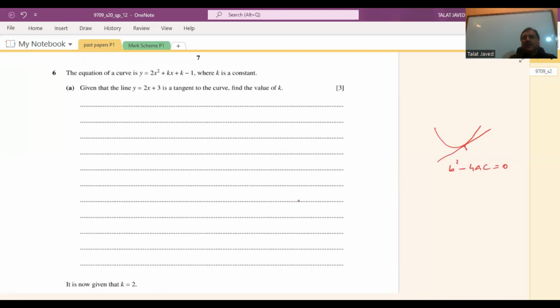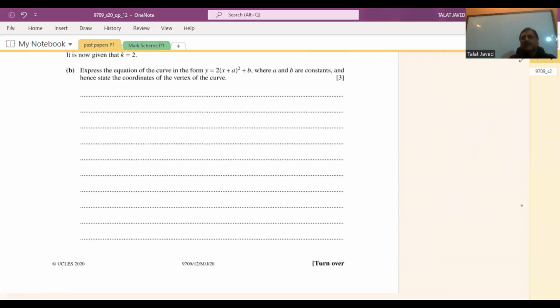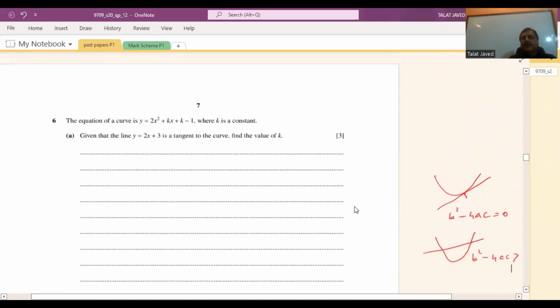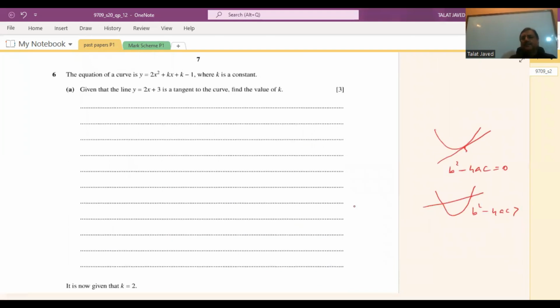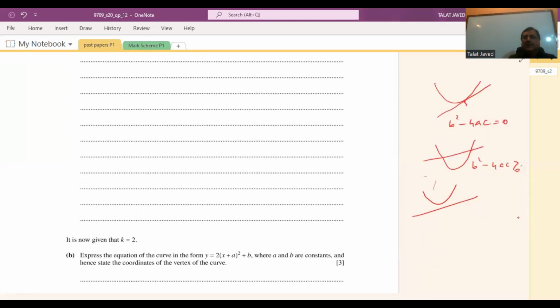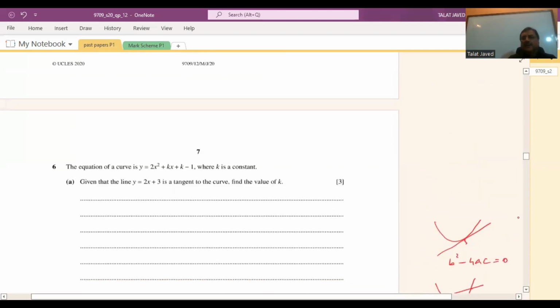The roots are equal. If the straight line cuts the curve at two distinct points, in this case b squared minus 4ac is greater than 0. If the curve and line are different, so they will not intersect each other, then in this case b squared minus 4ac is less than 0. So whenever there is a tangent to this curve, the discriminant is 0.